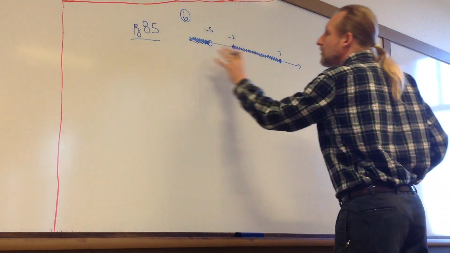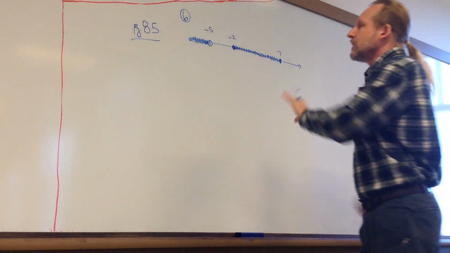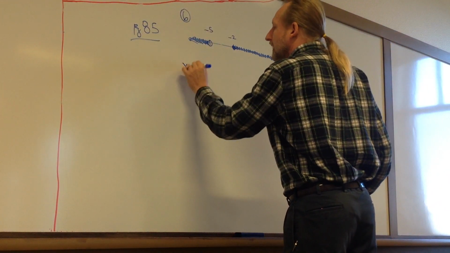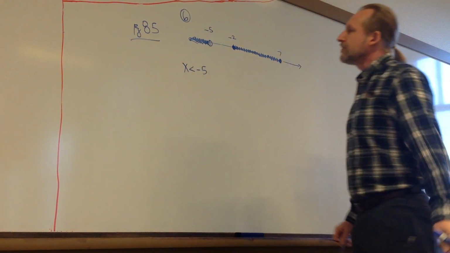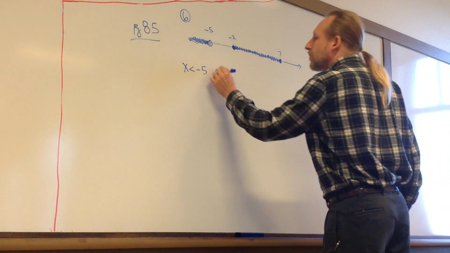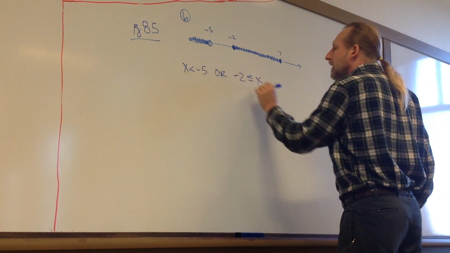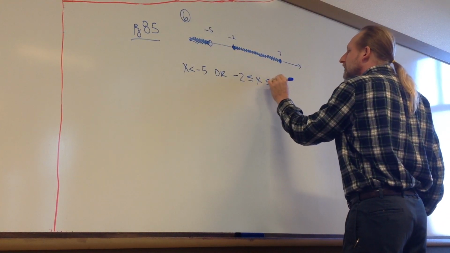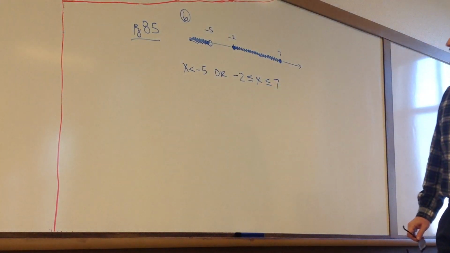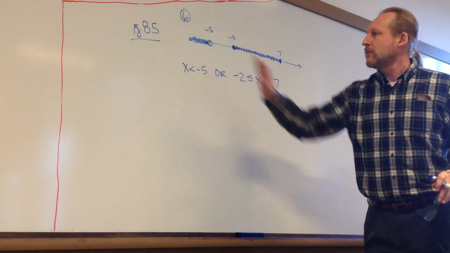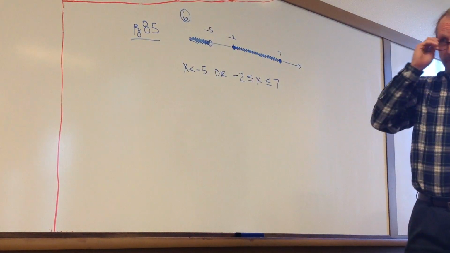So we have two separate intervals here. We'll need two separate statements to represent them. First off, we want to say x is less than -5, and then we'll put "or", and then we want x greater than -2, but at the same time less than or equal to 7. So we've got two intervals and two statements to represent them.